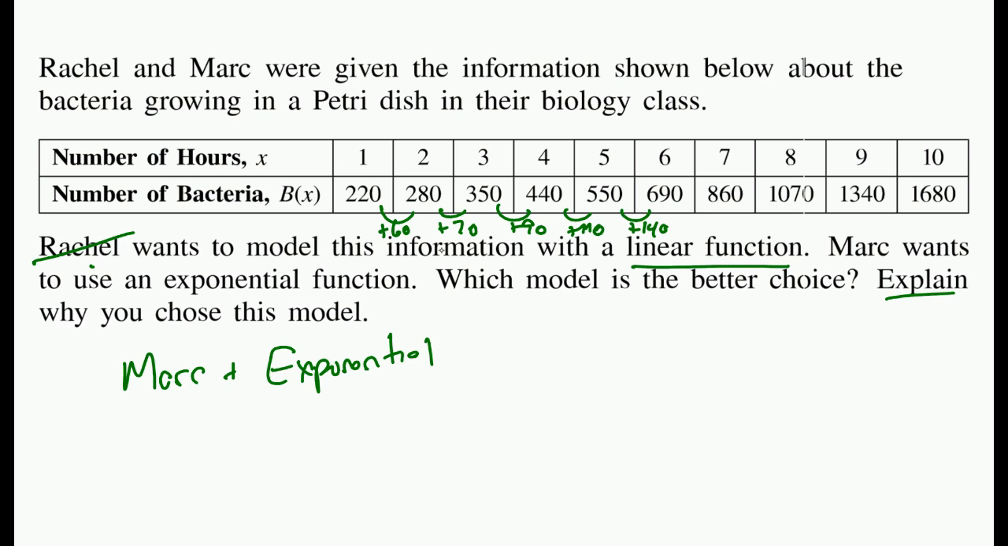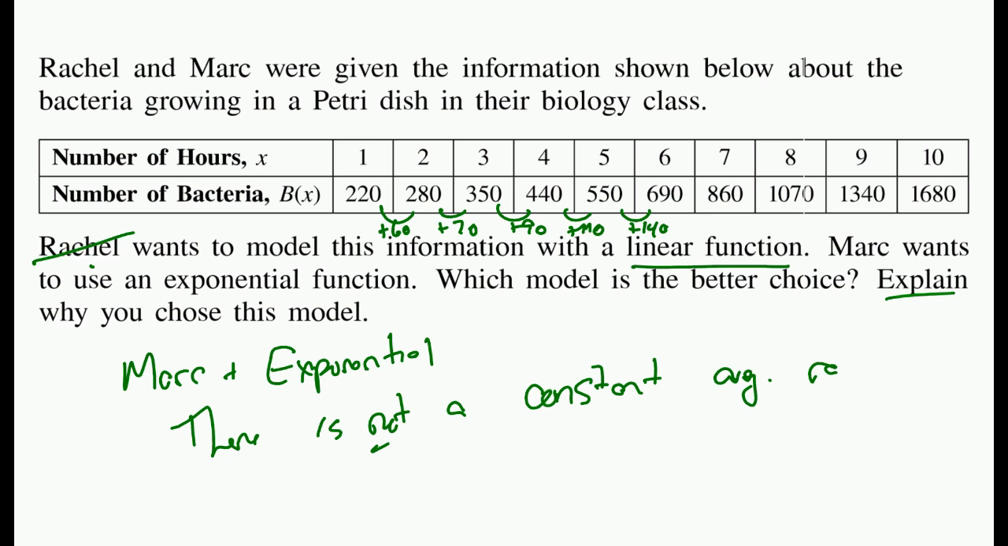Explain why this data does not have a constant average rate of change. There is not a constant average rate of change. So because it wasn't linear, and my only choice is linear or exponential, I'm going to go with the exponential function here.